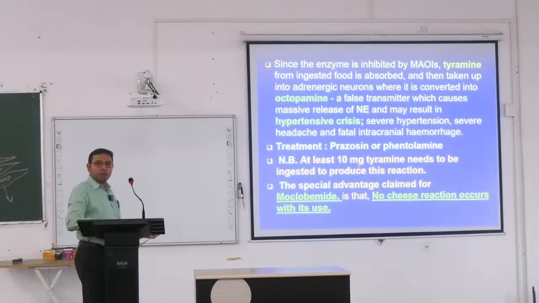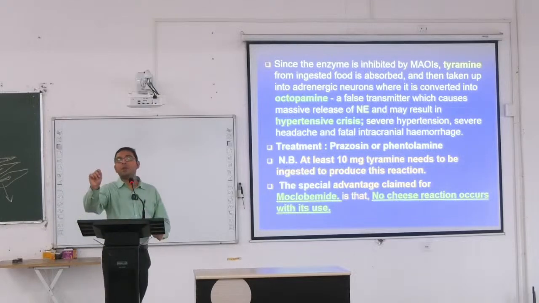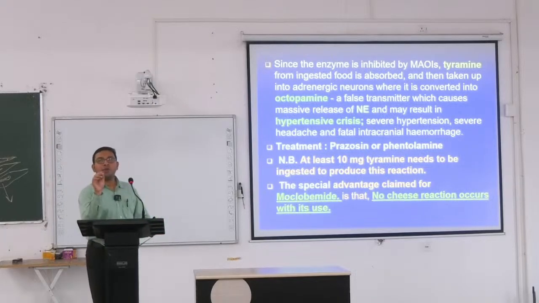ANS has prazosin. These are the alpha blockers. So alpha blockers, prazosin or phentolamine, are the treatment for cheese reaction. This is also important for your MCQs.